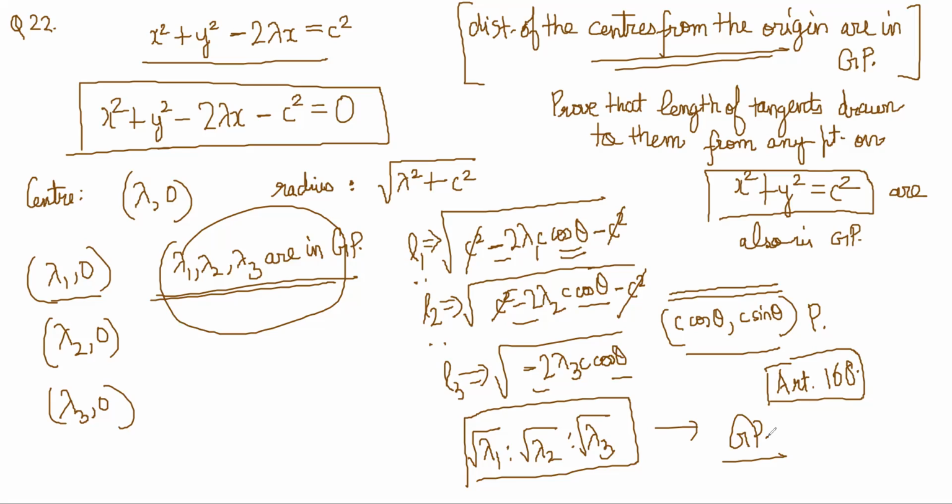Yeah. Right. Got it. 2, 4, 8 are in GP, then root 2, 2 and 2 root 2 are also in GP, no? Yeah, they are. This is about just simply doing the stuff.